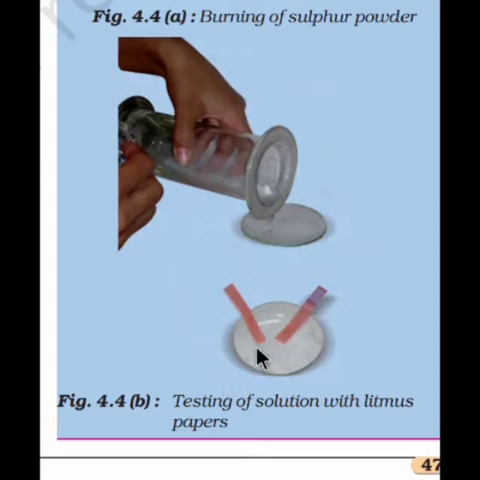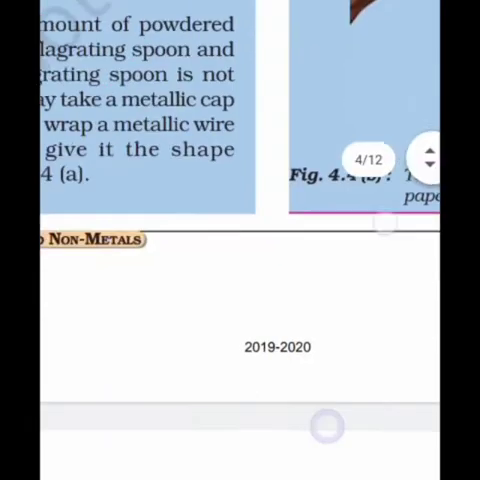If your red litmus is converted into blue, your solution will be basic, and if your blue litmus converts into red, it is acidic. As you can see here, there is no change in the red litmus, but when you dip the blue litmus, it converts into red. So you can conclude that this solution is acidic in nature.